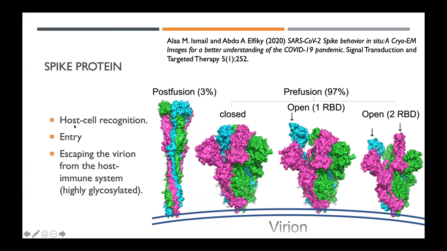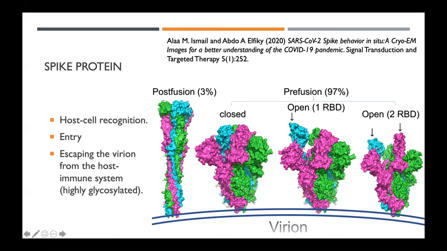The main function of the spike protein is host cell recognition, recognizing some host cell receptor like ACE2, and entry through the post-fusion isoform, so that the virus can fuse with the membrane of the host cell. Last is escaping the host's immune system, because of the glycosylation present here. We can see a lot of glycosylation sites over the spike protein that help the virus escape the immune system.